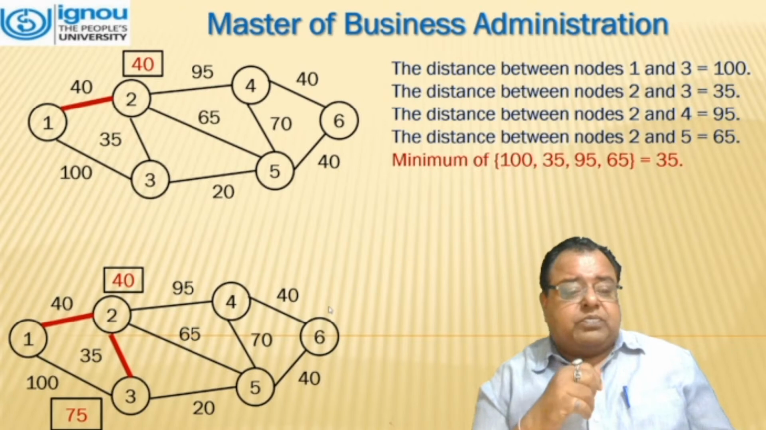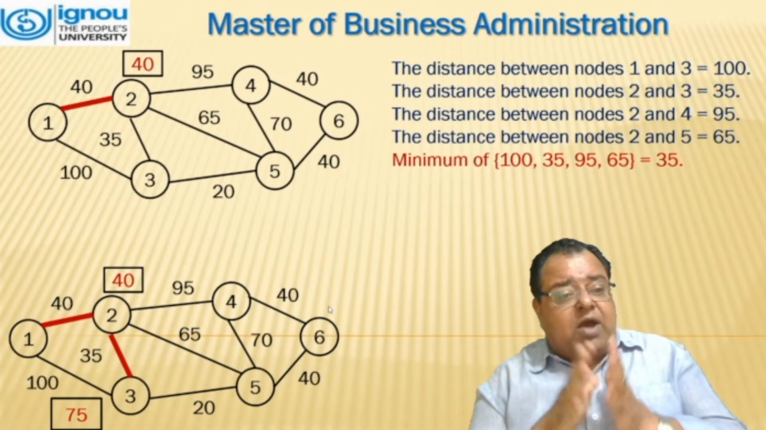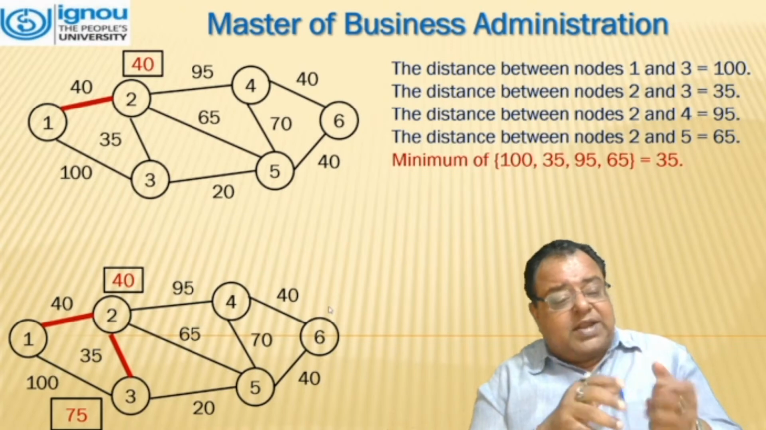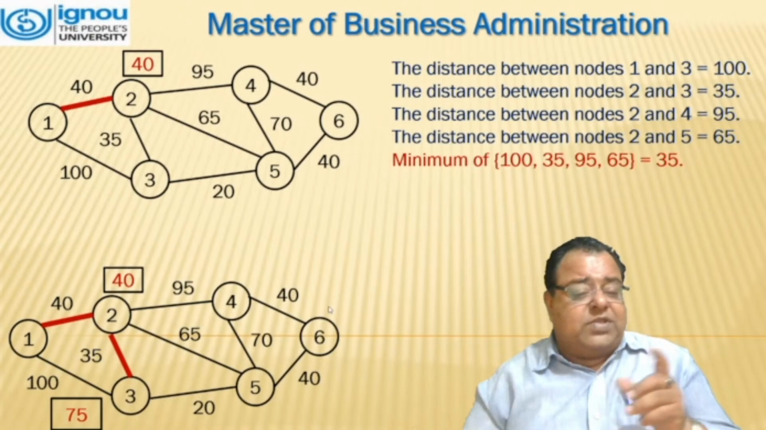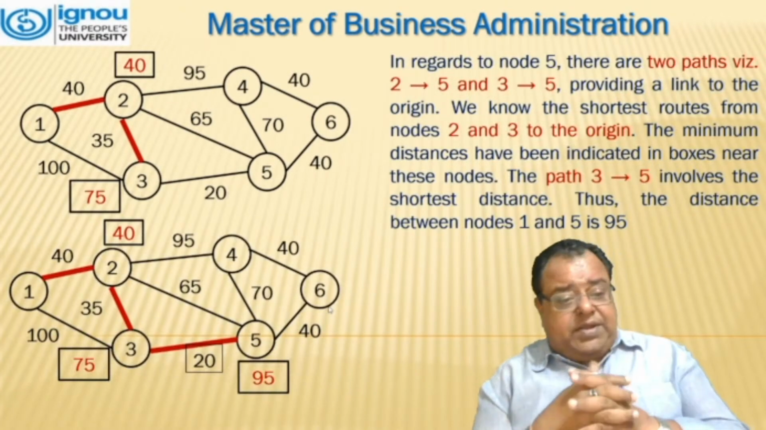That means we will mark 2 to 3. Now, how much distance have we traveled? We have traveled 40 plus 35. That is why it is marked 75 at the bottom. Moving further, now we are at 3.